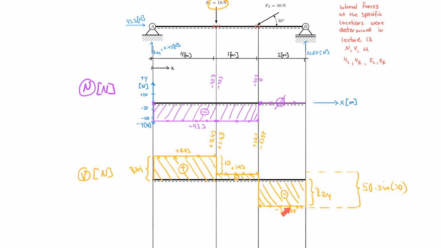Nothing happens, nothing happens. Or I should show it here. Nothing happens, nothing happens. And then I bring back to 0 with 23.57. And boom, I have my entire shear force diagram created.